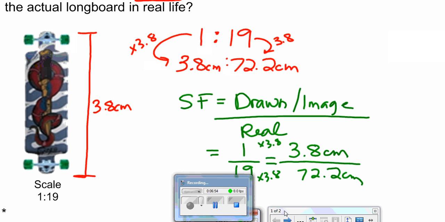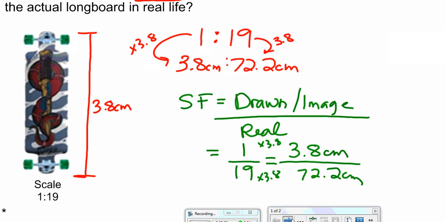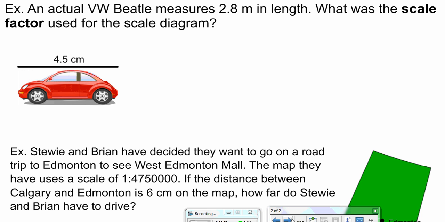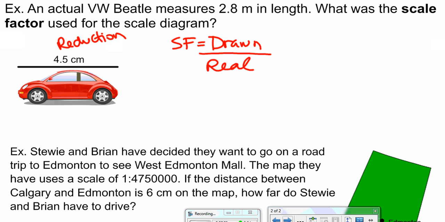Let's look at your next set of examples. Okay, an actual VW Beetle measures 2.8 meters in length. So hopefully you notice that this is a reduction. Okay, the image on your paper is not 2.8 meters long, it is much smaller. So they want to know what is the scale factor. So in order to find the scale factor, we take the drawn measurement divided by the real life measurement. Drawn over real. It goes alphabetical, so it's a nice way to remember it.